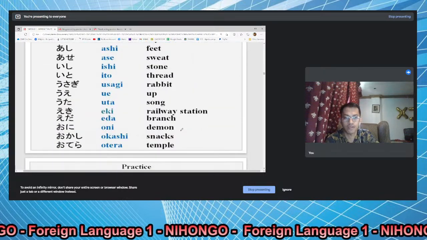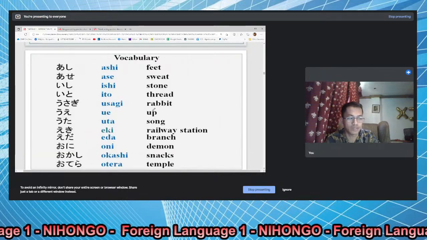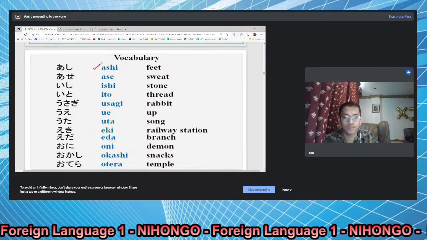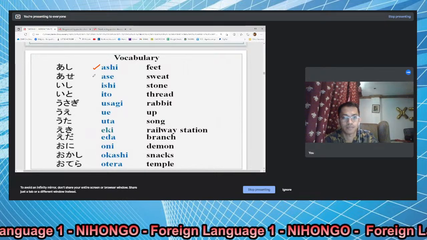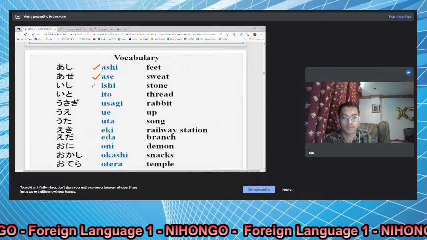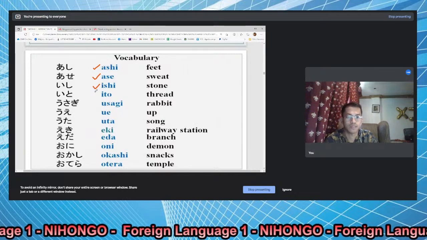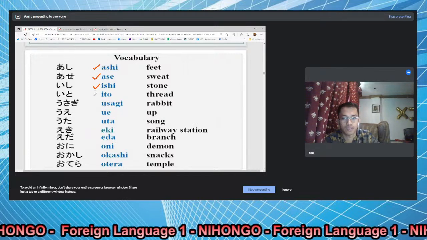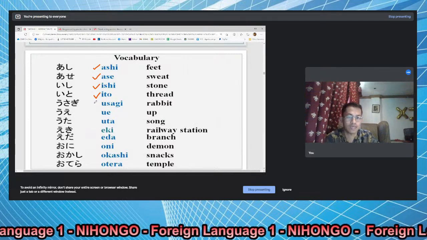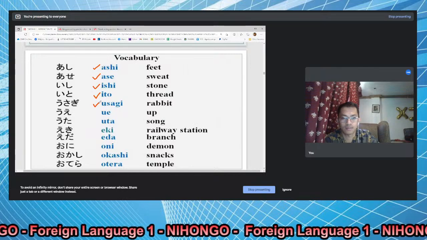So we have here another set of vocabulary words that you have to learn. Ashi, which means feet. Ase means sweat. Ishi means stone. Ito, which means thread. Usagi, rabbit.